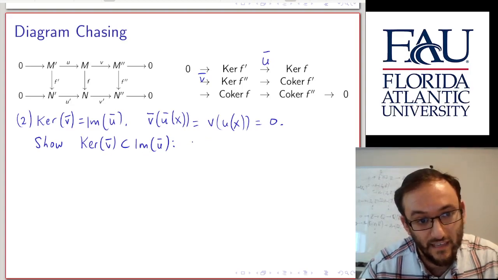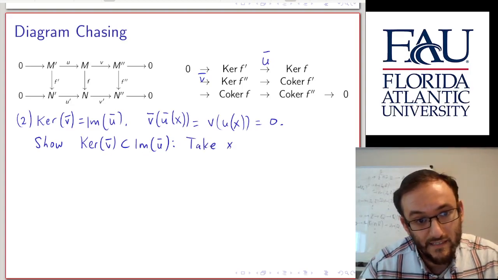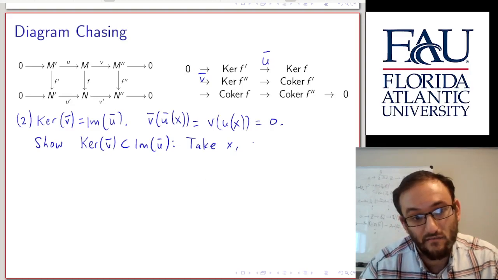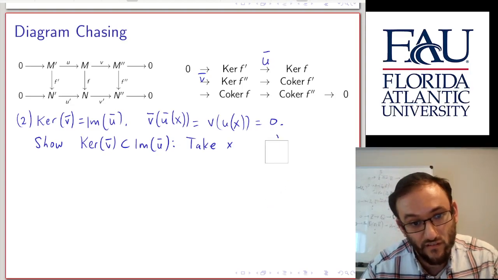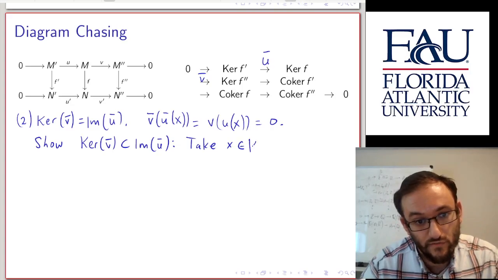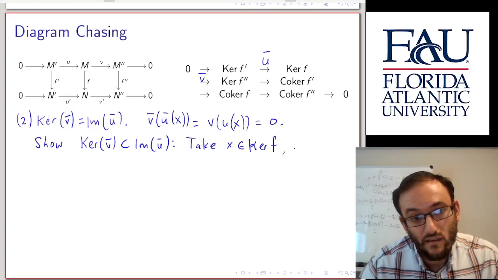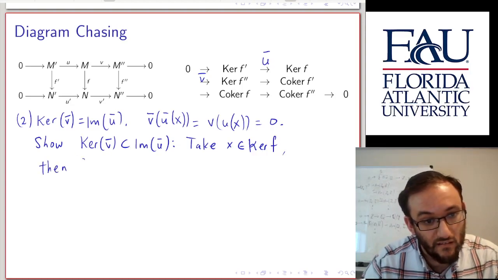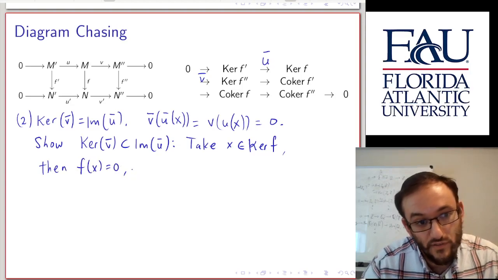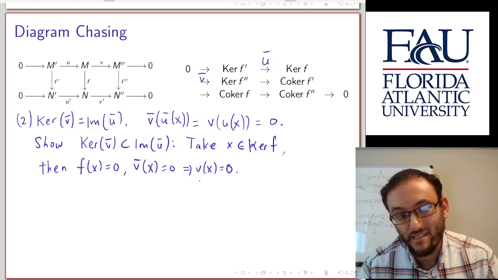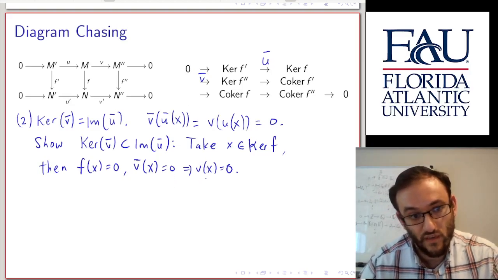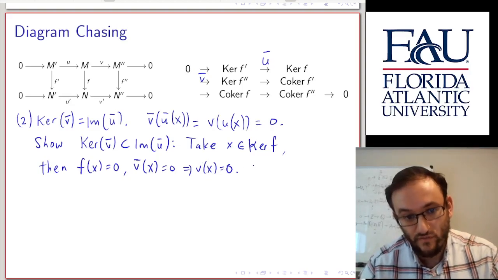So let's start by taking x in the kernel of v bar. That means that v bar of x, first of all, has to be inside of kernel of f, just by virtue of the stage we're at in the sequence. That implies, first of all, that f of x is 0, but also that v bar of x is 0, which implies v of x is 0, of course. So the fact that v of x equals 0 means that it's not only in the kernel of v bar, it's in the kernel of v. And we know that that's equal to the image of u.